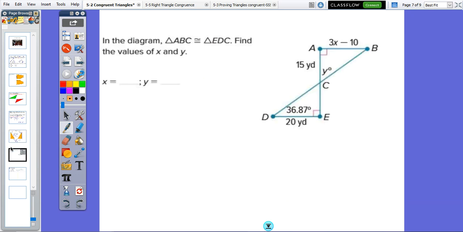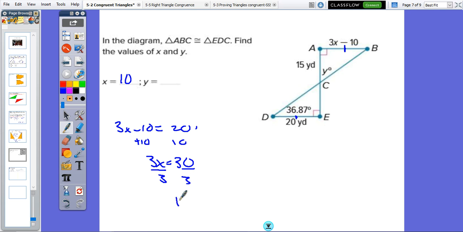Here's another one. So take a minute to pause and do this one on your own. All right, so ABC is congruent to EDC in this case. So that means that AB, this whole side, is congruent to this side down here, the 20. So we go 3x minus 10 equals 20. When we go to solve it, you add 10, you get 3x equals 30, divide by 3, and you get x equals 10.